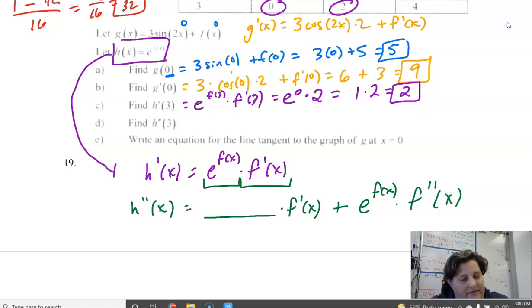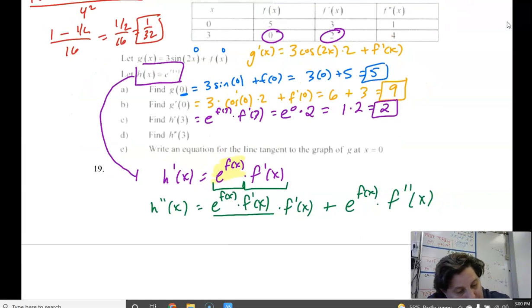The only thing that I have to go back and think about is the derivative of the first. Well, the derivative of e to the f of x is e to the f of x times f prime of x. That whole thing is another chain rule. So it's e to the f times f prime. That's the derivative of the first times the second. That's another f prime. And then the first times the derivative of the second. Okay? At 3, so it's going to be e to the f of 3, which is 1, times f prime of 3 times f prime of 3 again.